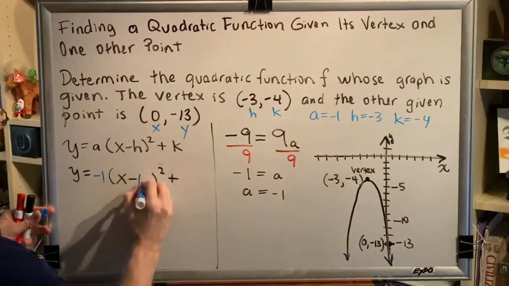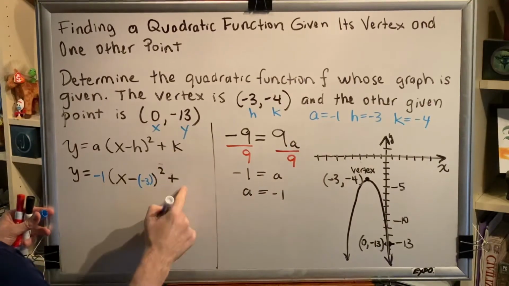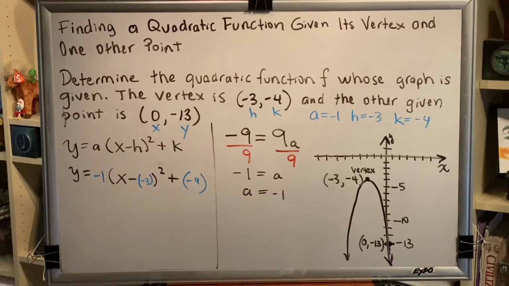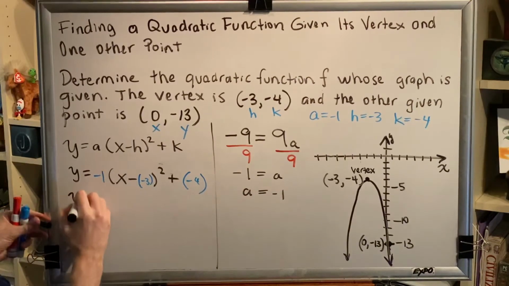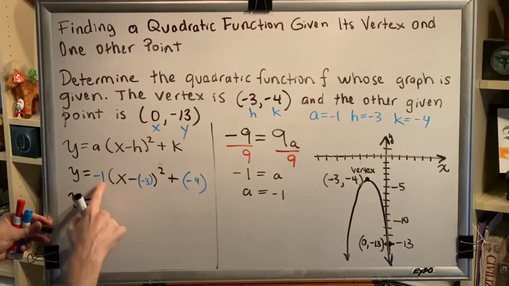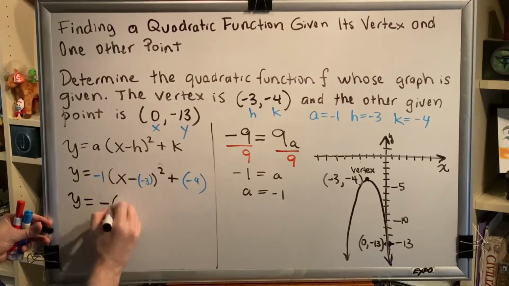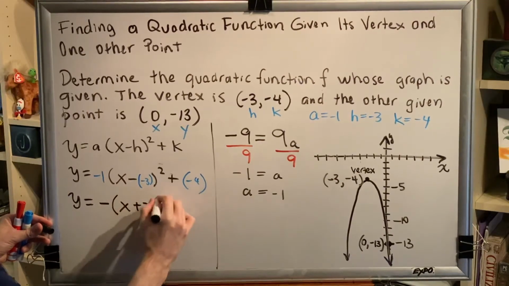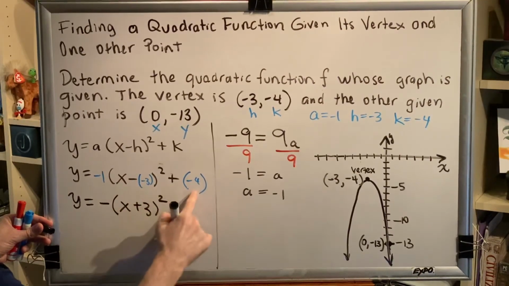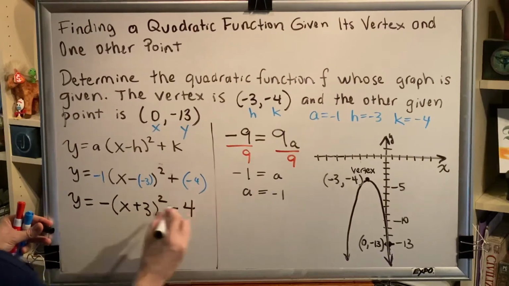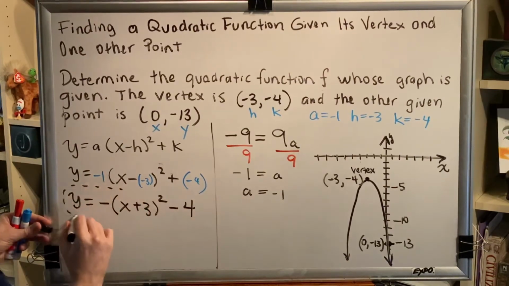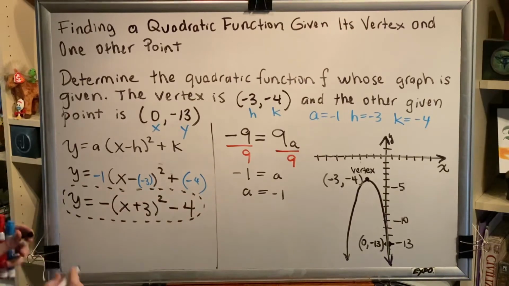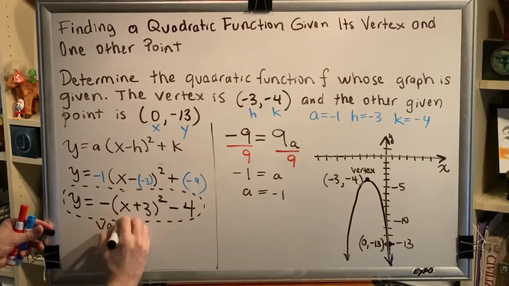h is -3, which I'll put in parentheses. k is -4, which I'll put in parentheses. And now we will simplify. Okay, instead of -1 times, I can just write a hyphen. Instead of subtracting a negative, I can write adding. And instead of adding a negative, I can write subtract. So this is the equation of my parabola in the vertex form.